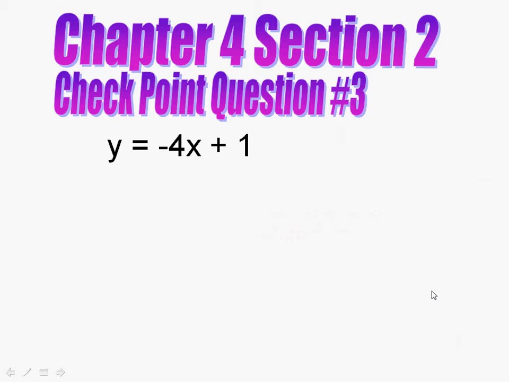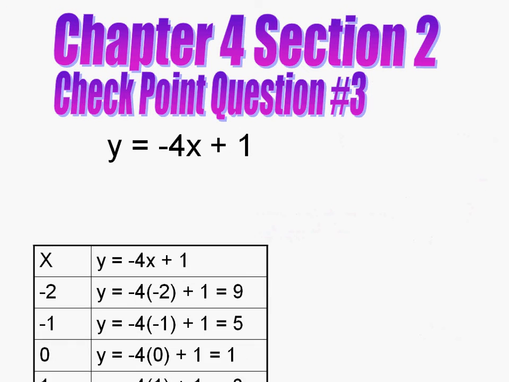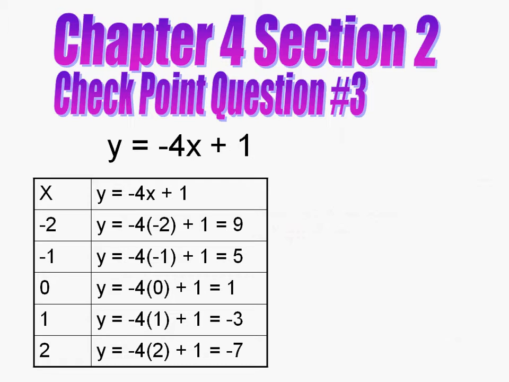Let's look a little closer at Chapter 4, Section 2, checkpoint question number 3, where we're asked to graph y equals negative 4x plus 1. The first thing that we should do is create a table of values. Once again, I've chosen 5 points here, and my favorite 5 points to use if I don't know a pattern or there isn't a restriction are negative 2, negative 1, 0, 1, and 2.